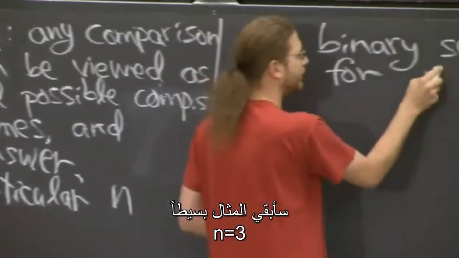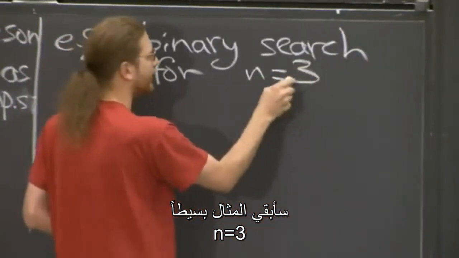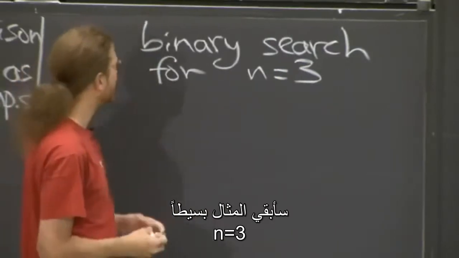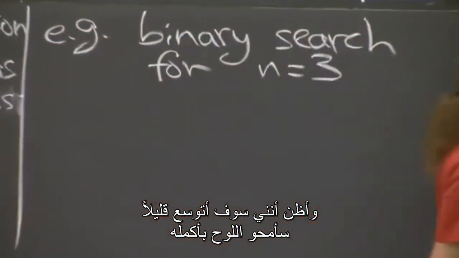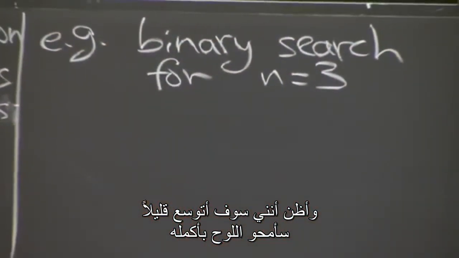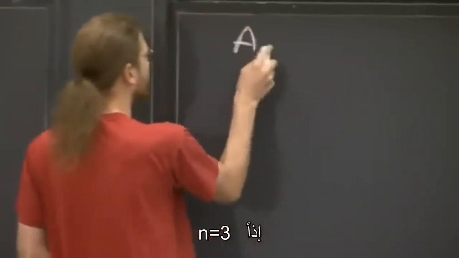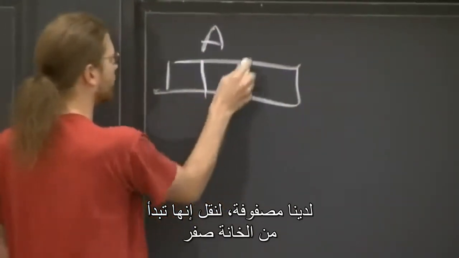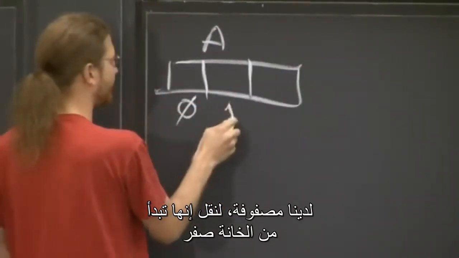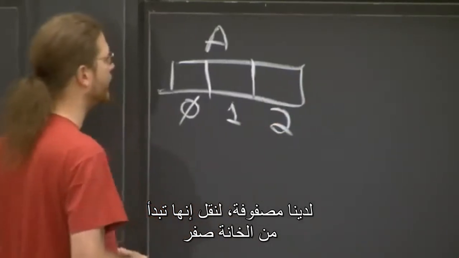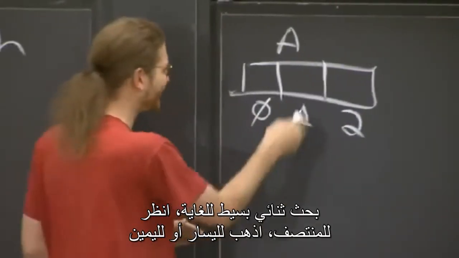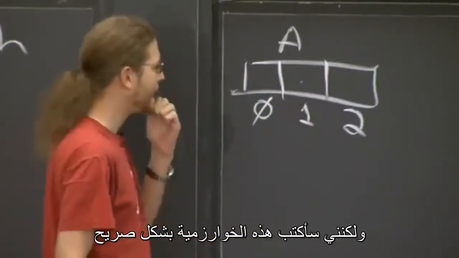And I'm going to keep it simple. N equals 3. And I think I'm going to go a little wide. Let me use a whole board. So n equals 3, we've got our array, say, indexing at 0. Pretty simple binary search. Look in the middle, go left or go right.